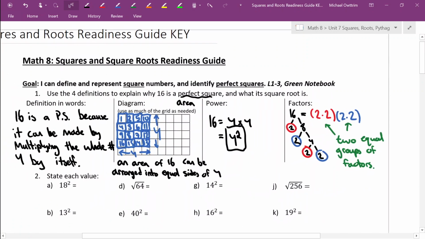Now, in terms of our square root in all of these cases, our square root is going to be the number that multiplies by itself to make the perfect square 16. So in our basic definition, 4 is our square root, because it's the number that's multiplying by itself to make 16. In our diagram, again 4 obviously, but that's your sides of your diagram are the square root, while the area is the perfect square. In a power, it's the base that is your square root, and then in your factors, one of your groups of factors, which 2 times 2 obviously gives you 4, is your square root.